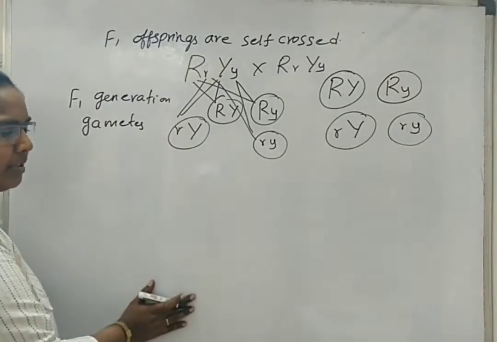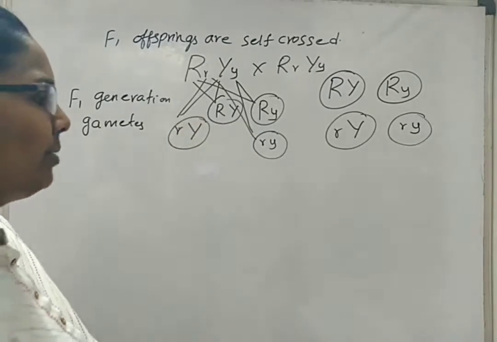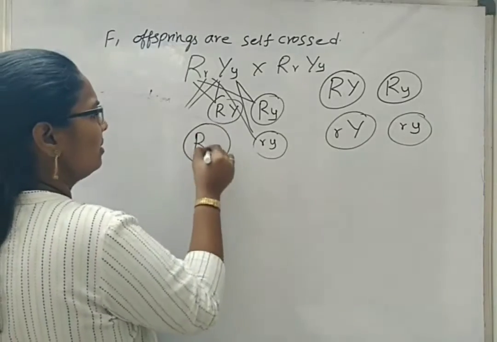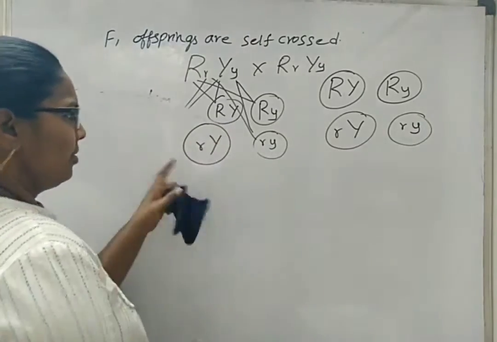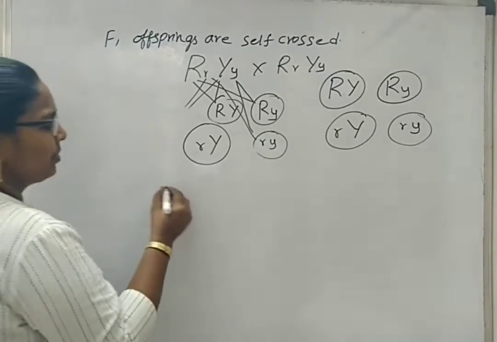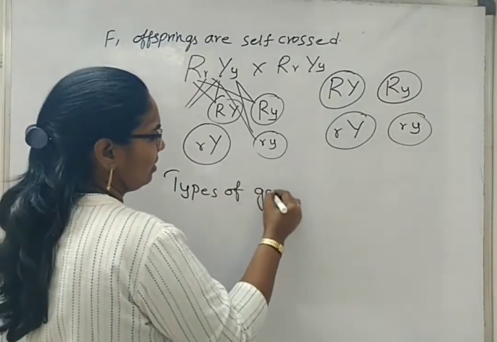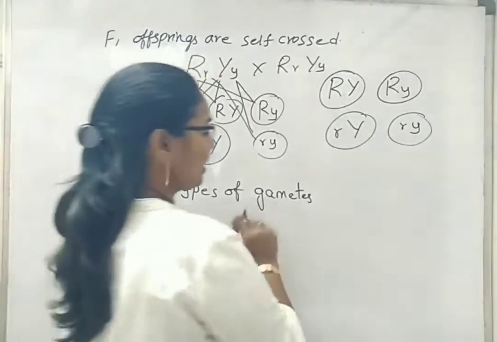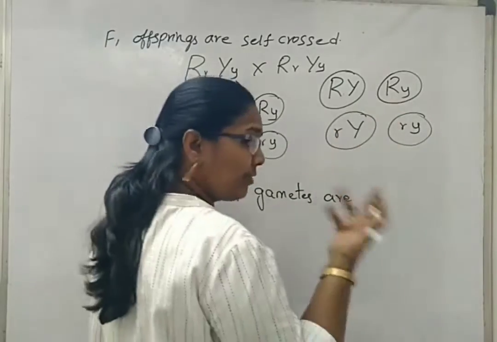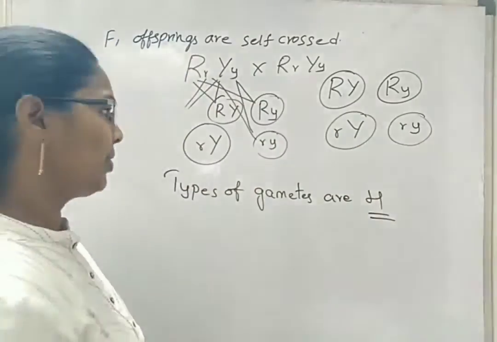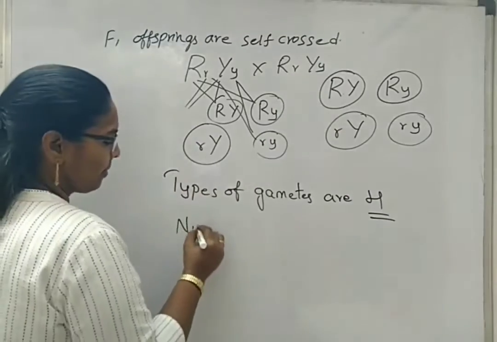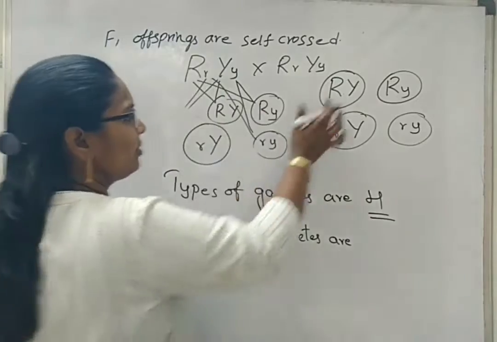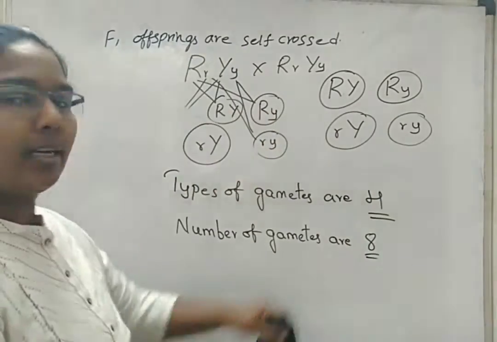Since we don't have sufficient space, I'm erasing these gametic forms and writing the Punnett square directly. Here we can write one good example, an MCQ. This is the expression of the gametes. The types of gametes from the heterozygous F1 generation: how many types? 1, 2, 3, 4. We have seen 4 different types. You can learn this as an MCQ. Now, the number of gametes that are obtained: 1, 2, 3, 4, 5, 6, 7, 8. So 8 gametes. You can learn both of these as MCQs.